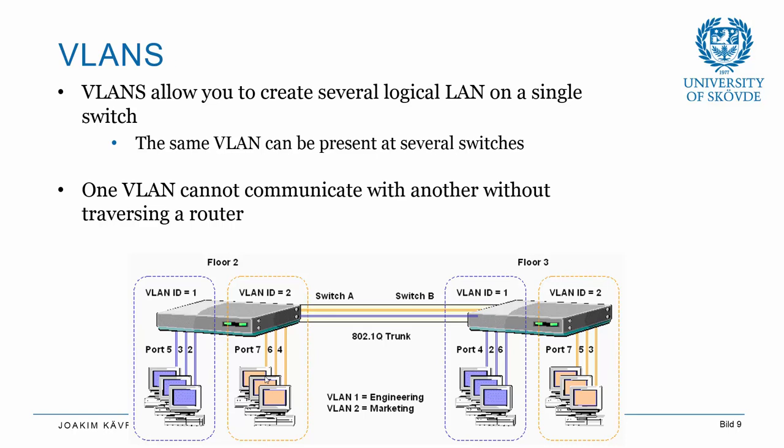VLANs allow you to create several logical local area networks on a single switch, or you can have VLANs that span over several switches. Like in the picture here, we have 2 different switches, and both switches are configured with VLAN 1 and VLAN 2. Effectively this configuration makes VLAN 1 one local area network and VLAN 2 another local area network, and those VLANs cannot communicate with one another without having the packets traverse either a router or a layer 3 switch with a routing function.